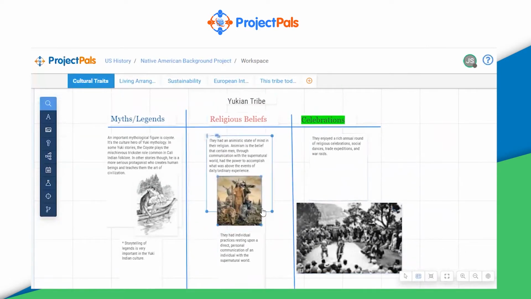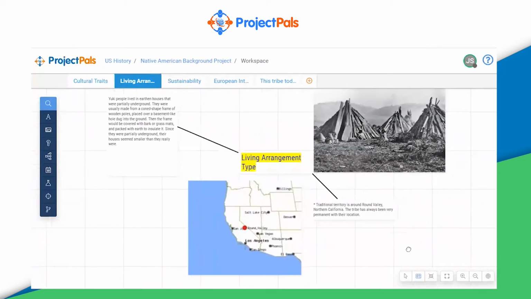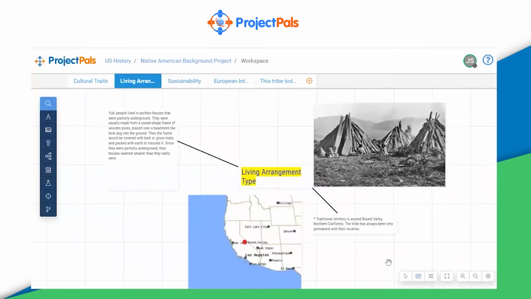And so I was just going through and showing that the very first panel that I looked at was myths and legends, religious beliefs, and celebrations, to address the cultural aspects of each tribe. And this is from one of my U.S. history students who let me borrow her work. And then we also addressed living arrangements, to address whether the tribe was nomadic or if they had more permanent residences in certain areas.